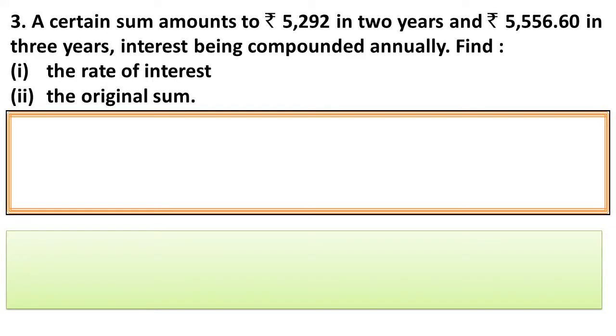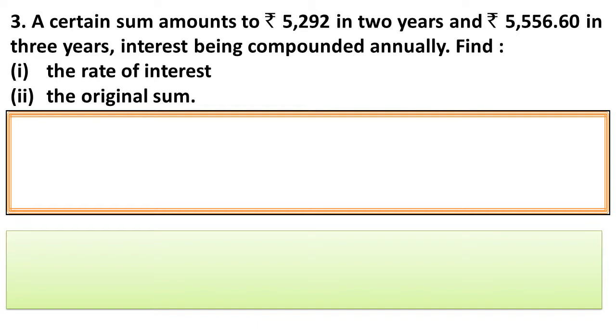Question number 3. A certain sum amounts to rupees 5,292 in 2 years and rupees 5,556.60 in 3 years. Interest being compounded annually, find the rate of interest and the original sum. So this problem is based on the amounts of 2 consecutive conversion periods. In the first 2 problems, it was the compound interest for 2 consecutive conversion periods. Here it is the problem between the amounts of any 2 conversion periods.